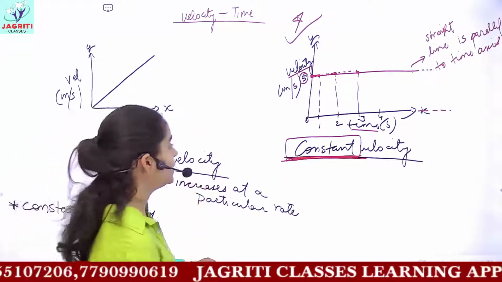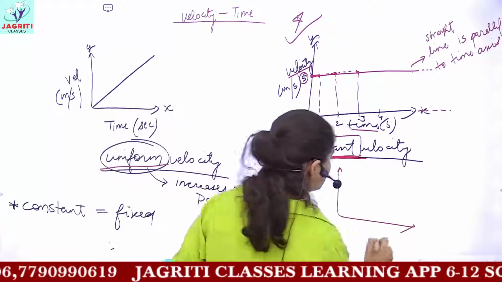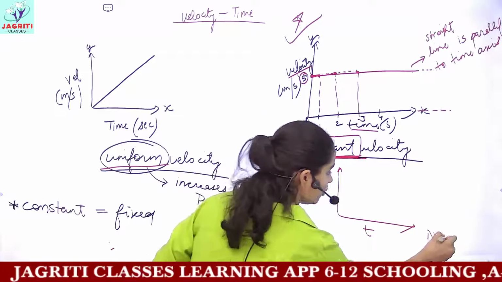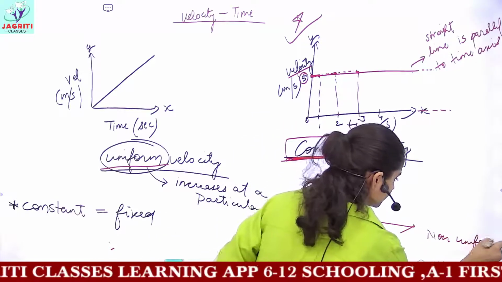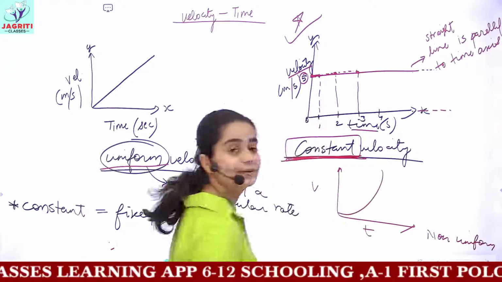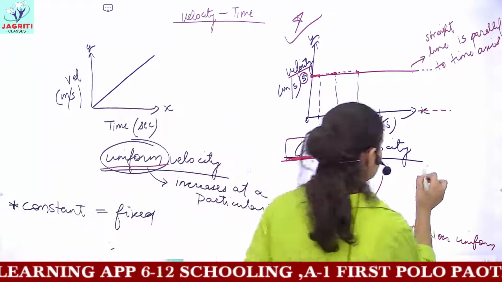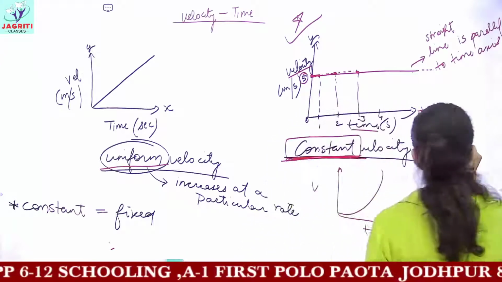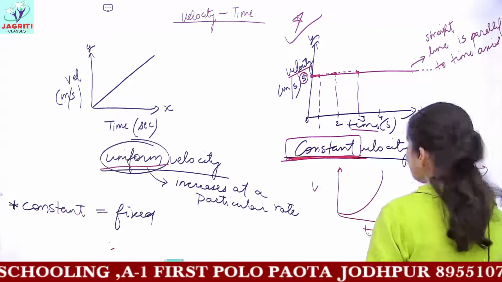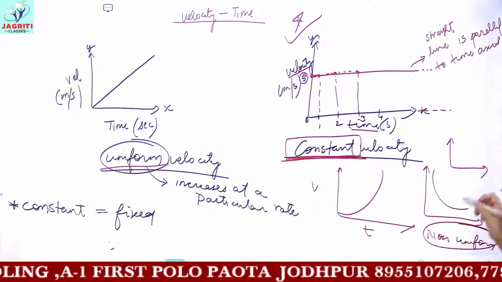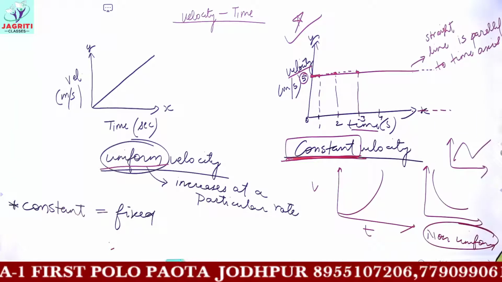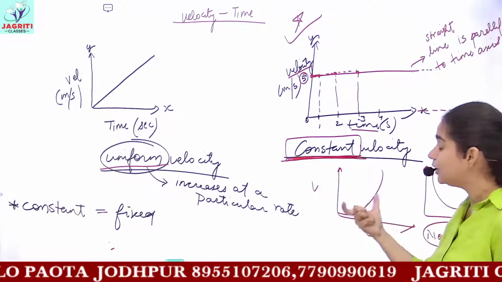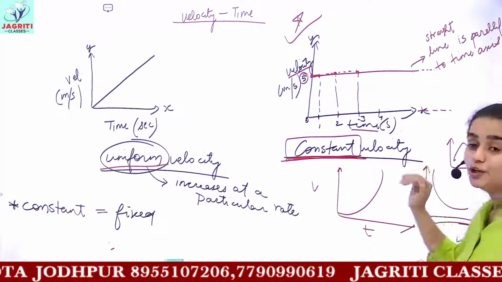Now you can also make a similar graph for non-uniform velocity. The velocity time graph for non-uniform motion comes out to be any kind of curve. As we discussed, you can get this kind of graph or you can get this. Any type of curve if you get, then you are dealing with non-uniform motion. Remember this. All these are non-uniform motion when the object is covering unequal distances, or the object is moving with non-uniform velocity, in equal intervals of time.